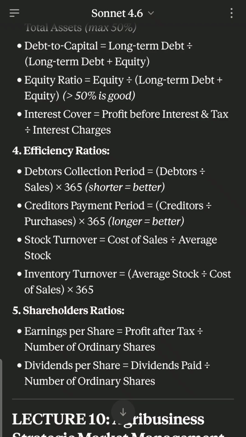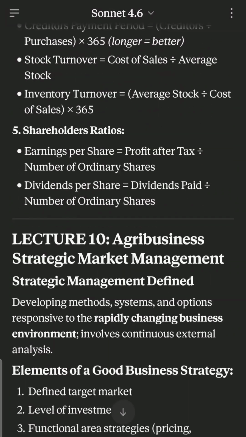Then dividends per share. Because there is profit, but not all the profit is distributed. Some is reinvested. So dividends is just profit that is given to the shareholders, which is dividends paid divided by the number of ordinary shares. So with that, we're okay.